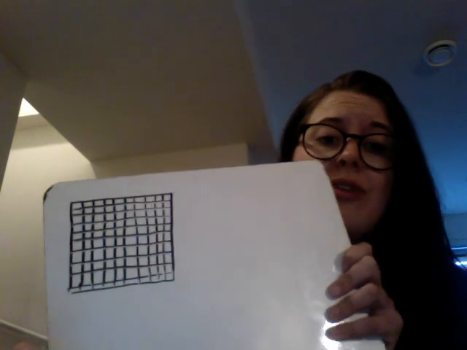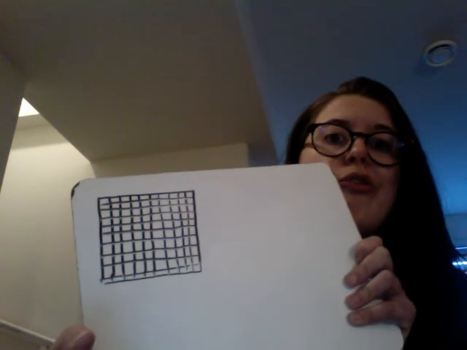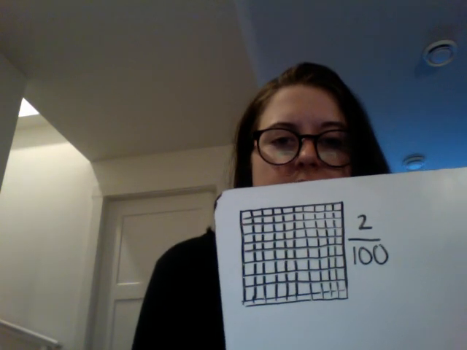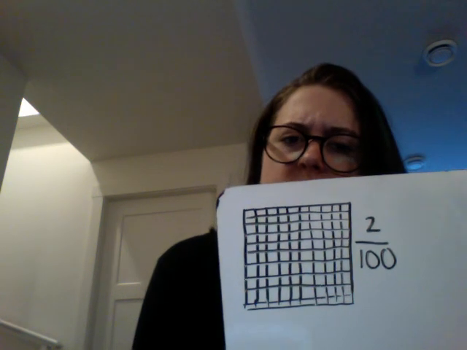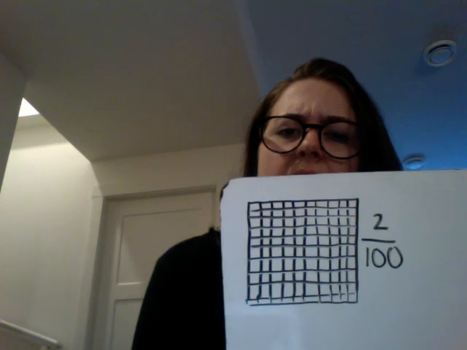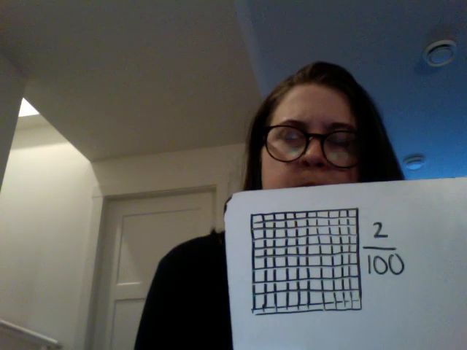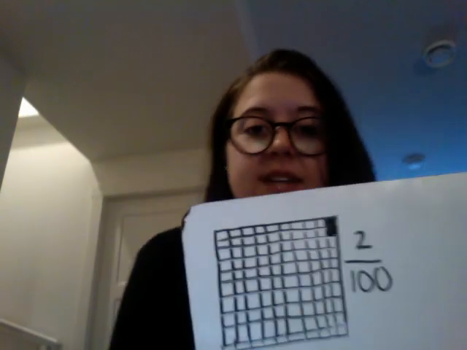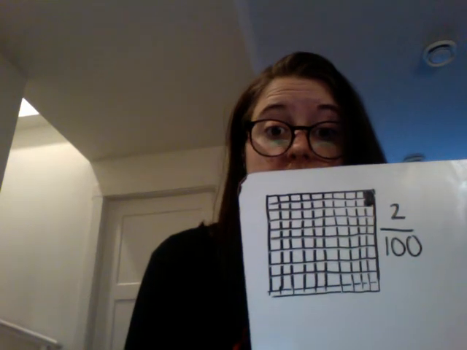Okay, so if I have a fraction of, let's say, 2 over 100. 2 over 100. How many squares do you think I'm going to color in to represent 2 out of 100? If you said 2, you were correct. So I could represent that by this drawing here.